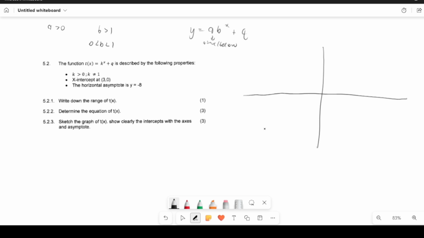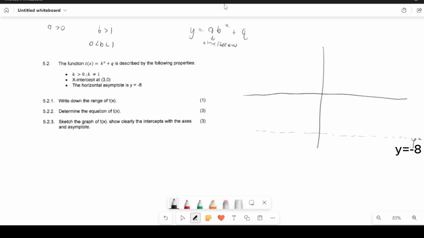So what we know is that this function, let's draw the asymptote first. The asymptote is very important. Let's draw the asymptote first. From the information that we were given, the function either lies above or below this asymptote. That's what we know already.